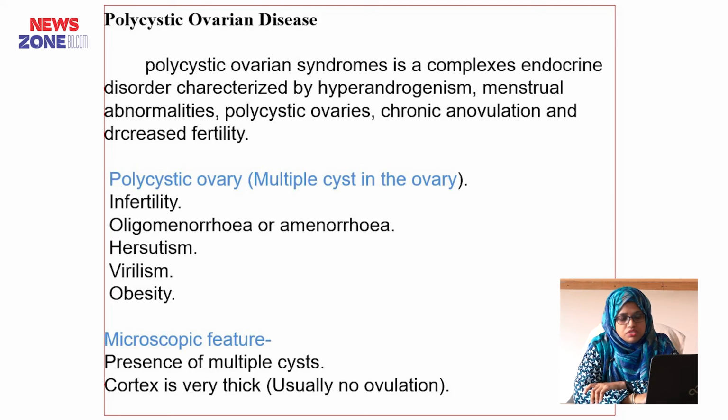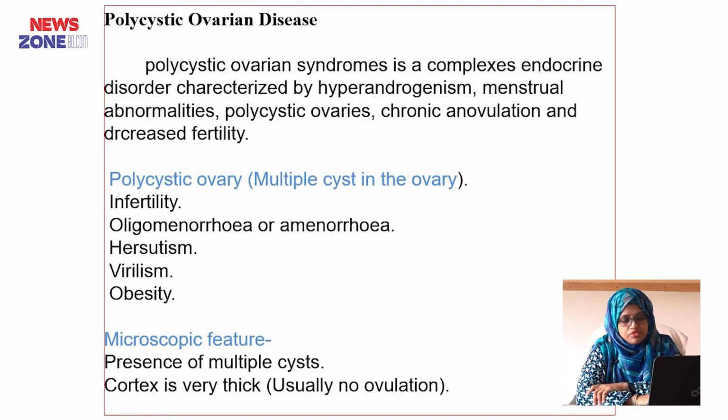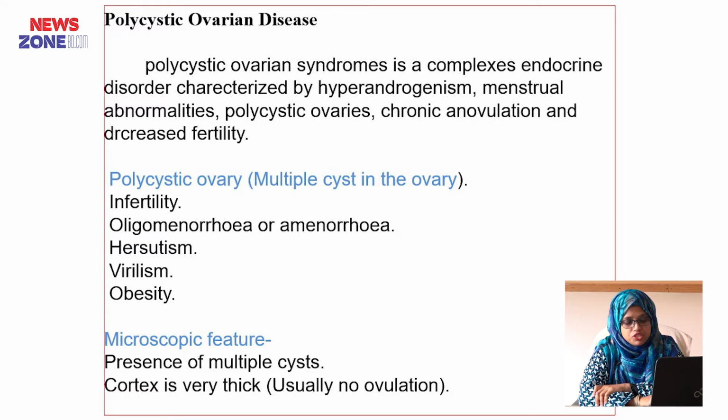Now, what is polycystic ovarian disease? The polycystic ovarian syndrome is a complex endocrine disorder, and that is characterized by hyperandrogenism, menstrual abnormalities, polycystic ovaries, chronic anovulation and decreased fertility. And there is presence of multiple cysts within the ovary, and so it is called polycystic ovarian disease. And the patient may develop infertility, oligomenorrhea or amenorrhea, hirsutism, virilism and obesity.